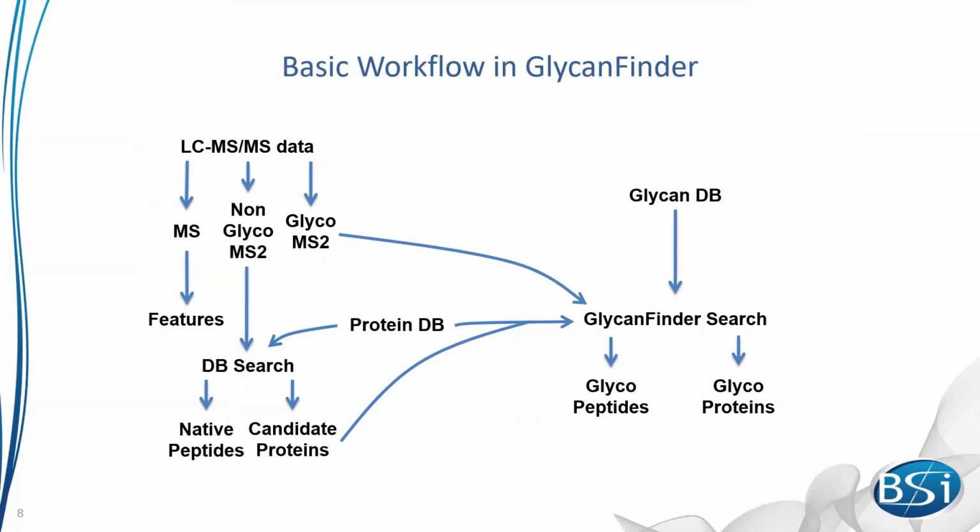This candidate protein list is passed on to the GlycanFinder search engine. Along with this candidate protein list, it will also use a built-in glycan database. It will then do the searching on the glycospectra, and ultimately it will come up with glycopeptides and glycoproteins from the search. Finally, in the software, we put together these features, glycopeptides, and glycoproteins, and present them nicely, as we show them in the PEAKS Studio results.